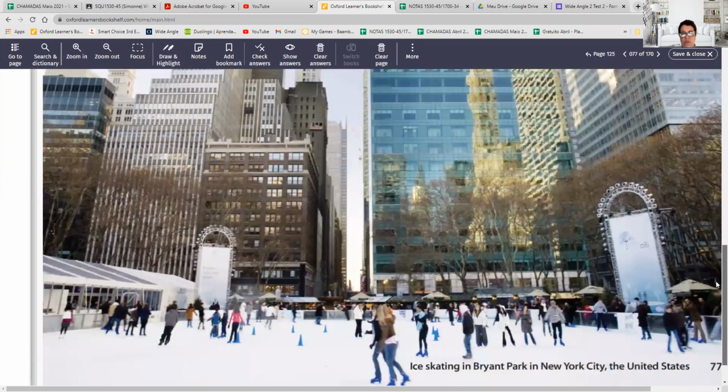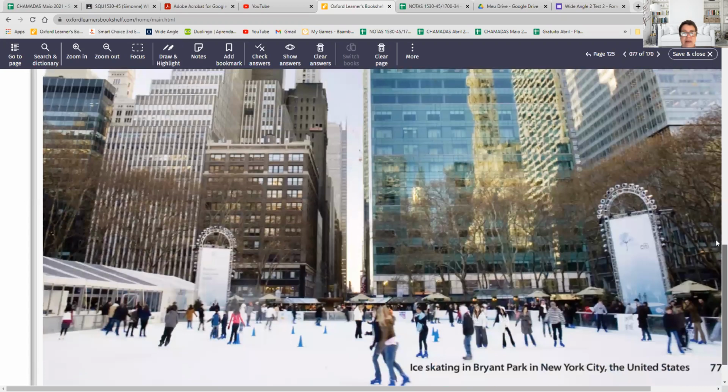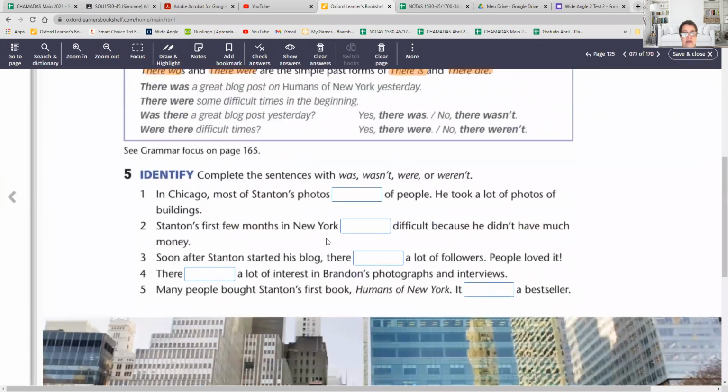Look, what a beautiful picture of New York. It's so beautiful, isn't it, guys? This is New York during the winter. People ice skating in Bryant Park, New York City. Nice picture. Hey, guys, so let's do the exercise.